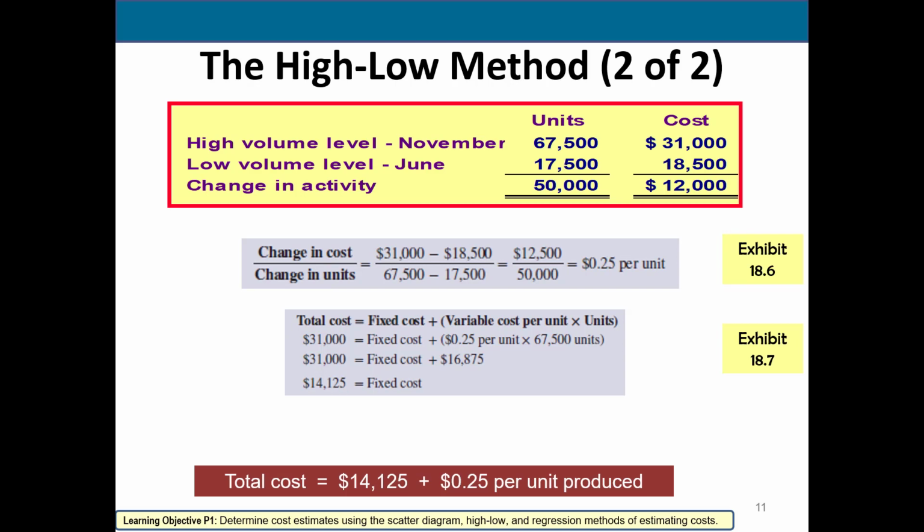So we took the per unit amount that we computed, 25 cents, times the units at the high volume, and then we subtract that from the total cost. So 31,000 minus 16,875 means that our fixed costs are 14,125.